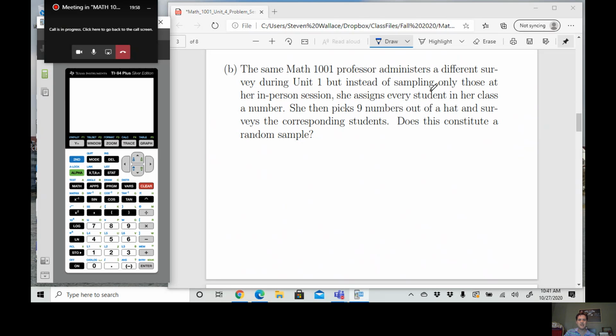On the other hand, here the same math professor administers a different survey during the Unit 1 in-person session, but instead of sampling only those that go there, she assigns every student in her class a number, and here this professor is once again only worried about her class. She picks 9 numbers out of a hat and surveys the corresponding students. Is this a random sample? Yes, right? We're assuming she's not cheating by picking the numbers out of the hat. This is a random sample.